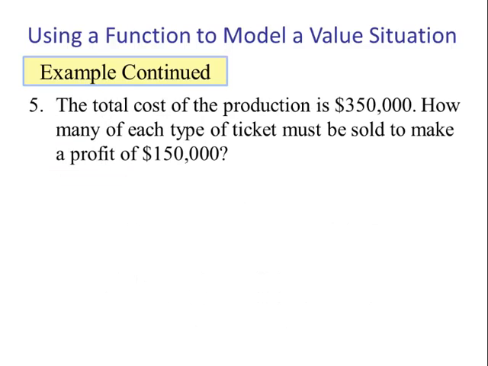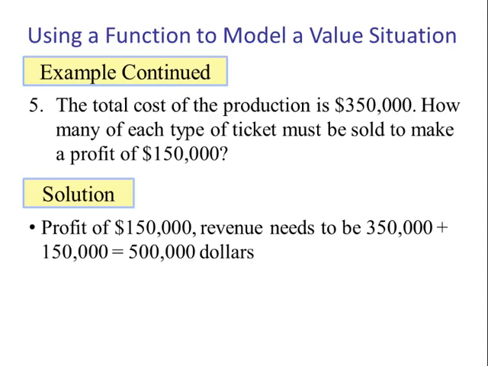Number 5. The total cost of the production is $350,000. How many of each type of ticket must be sold to make a profit of $150,000? Solution: a profit of $150,000 is what we make beyond the total cost of the production. So if we take the cost of production, which is $350,000, plus the profit that we want, which is $150,000, the total revenue will need to be $500,000.